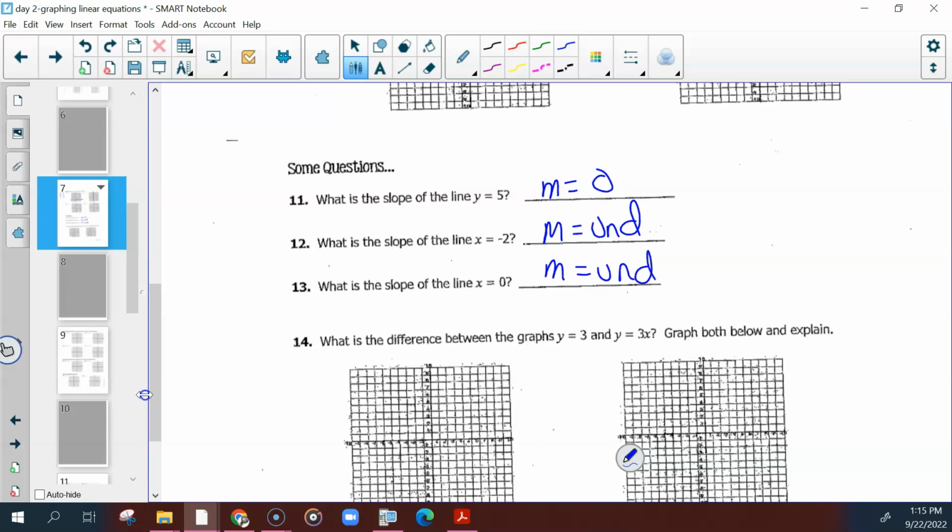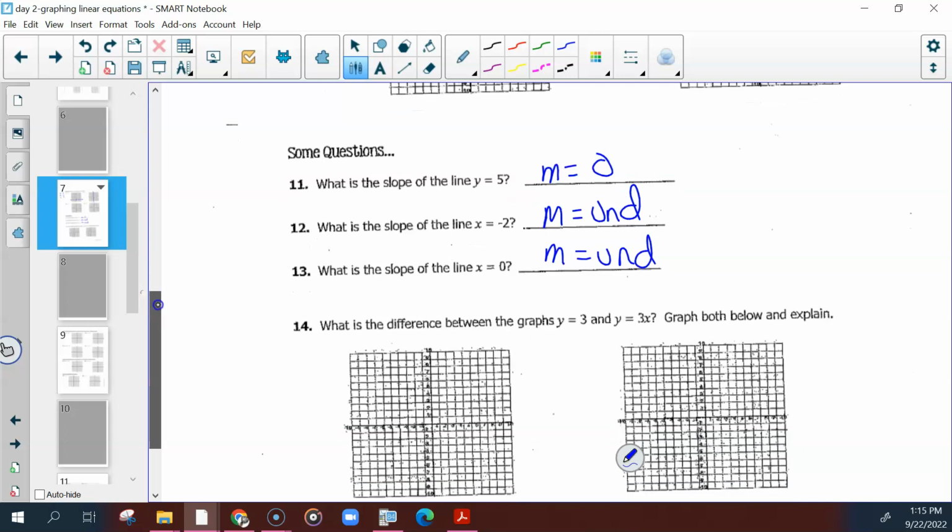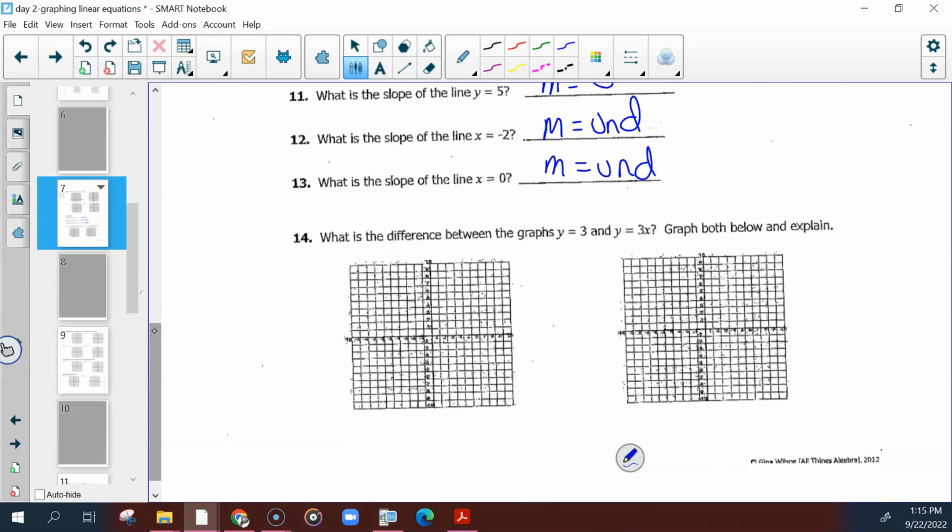Right, so be very mindful of whatever the questions are asking. If it's asking about the slope, be thinking about slope, not the equation. If it's asking about the equation, keep those separate. Okay, we're going to graph these two and then talk about the differences.